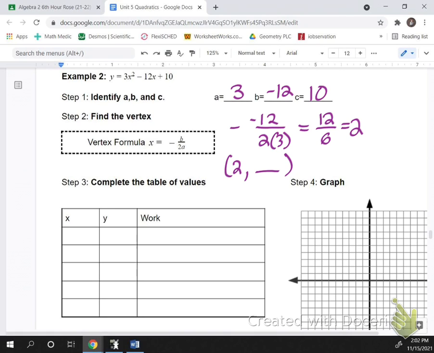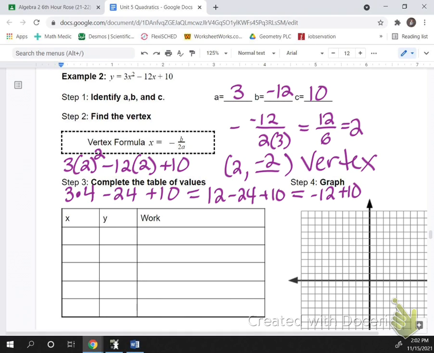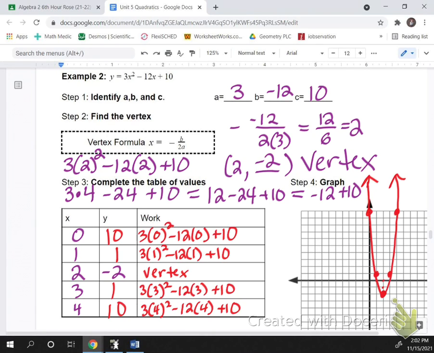How do we find the y value of our vertex? Plug in 2 for x. Don't forget to square 2 in the first term. Great, you've got the vertex. Put it in the table. You're going to look at values around it. Let's see if you can set it up. When you're ready, you can check your table. You can graph the points. Again, when you're doing your work, order of operations really matters. PEMDAS.